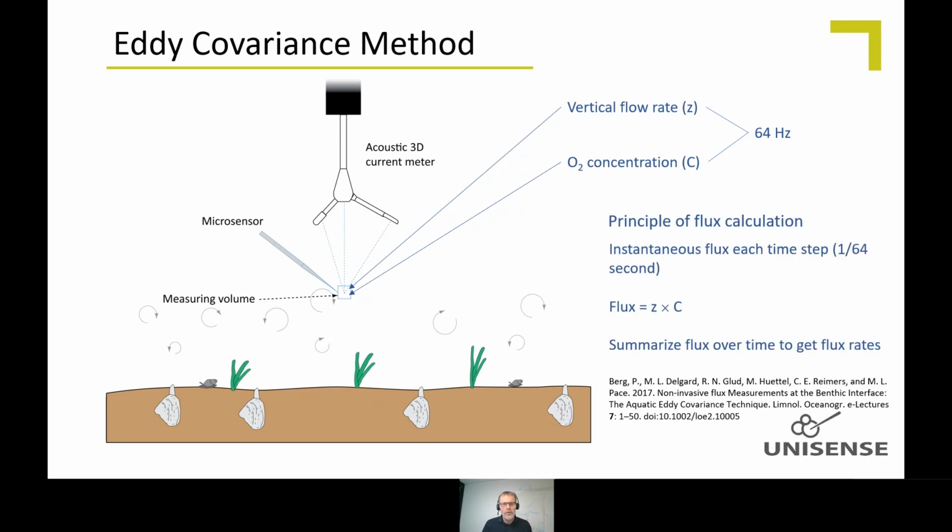And the principle of the flux calculation is that for each of these small time steps, if you multiply the vertical flow rate with the concentration of oxygen, then you'll get the transport of oxygen in this short period of time past the sensor here. If you summarize this over a longer period of time, you will get real flux rates. But it's not exactly how this is done. This was just to simplify it.